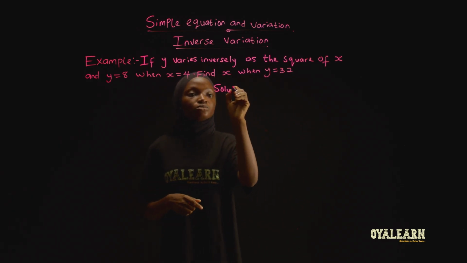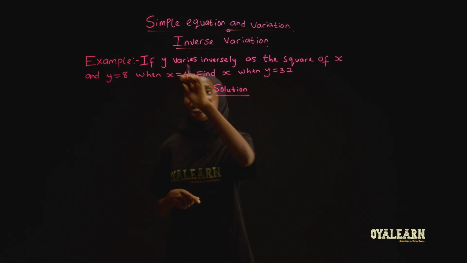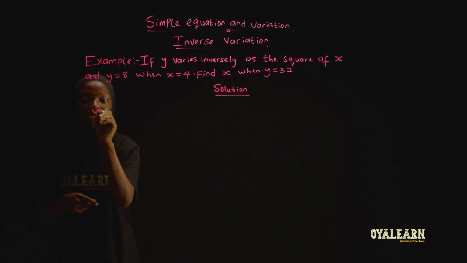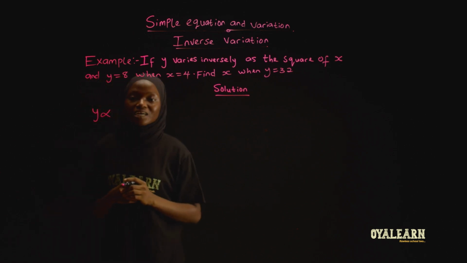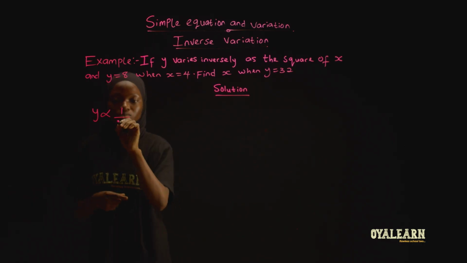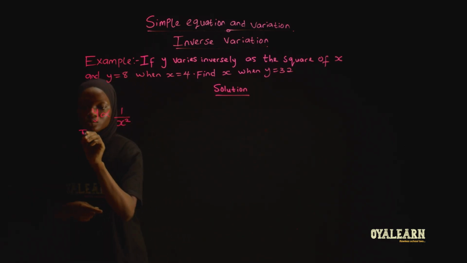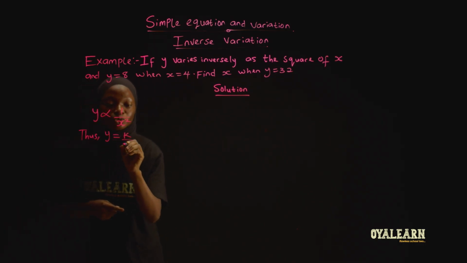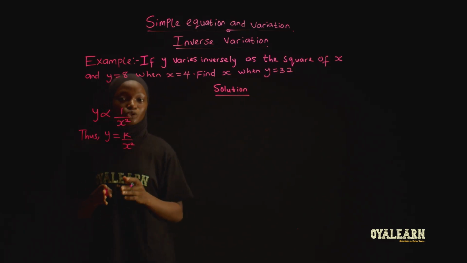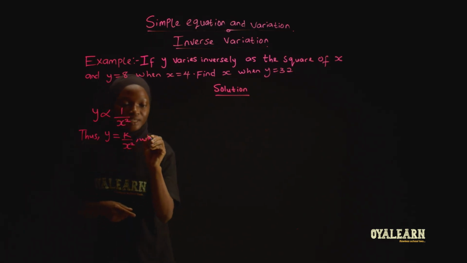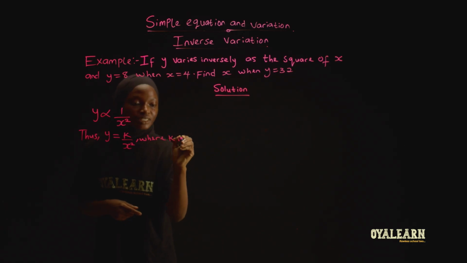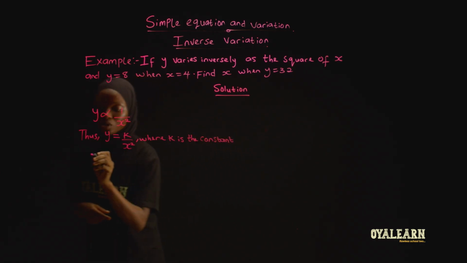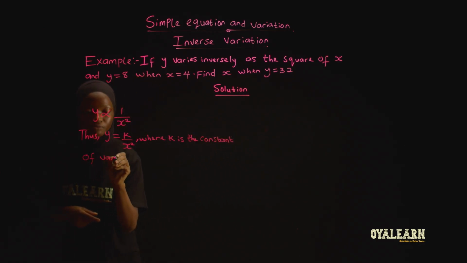Solution. Let's interpret if y varies inversely as the square of x. That means we have y, then varies inversely, that means we have 1 over x squared. So we have y equals k over x squared. We include our constant of variation, that is the k, where k is the constant of variation.